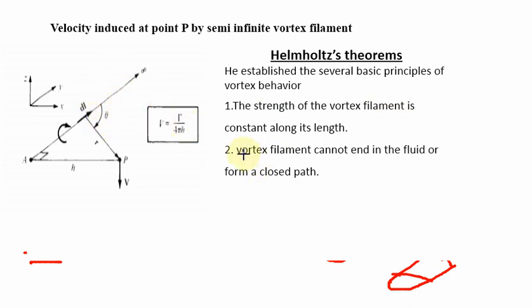The second point: a vortex filament cannot end in the fluid. For example, it should extend to infinite distance, not end abruptly. Otherwise it should form a closed path. So either it should be at infinite distance or it should be in a closed path. We cannot simply leave it alone. These two points are very important because they are the outcome of the Helmholtz theorem, and because of this Prandtl developed his concept.